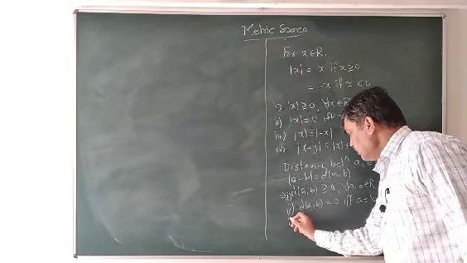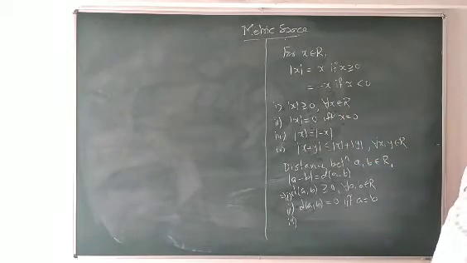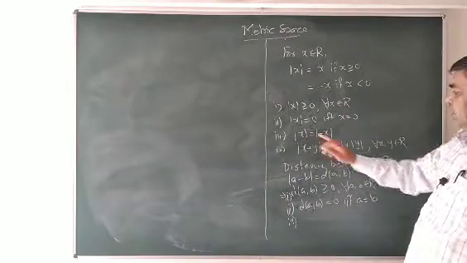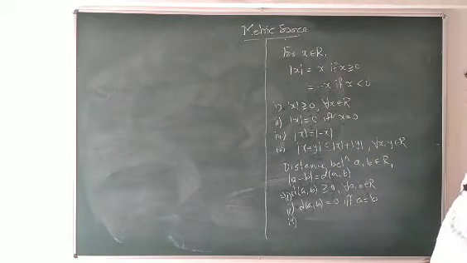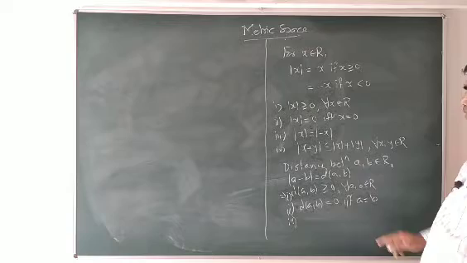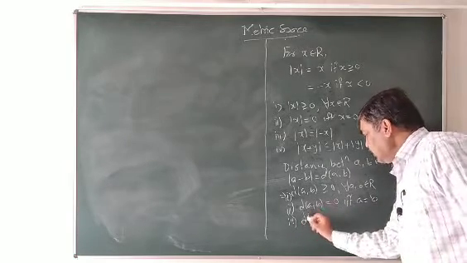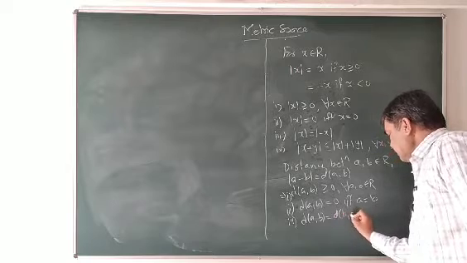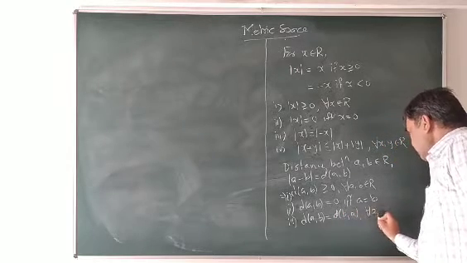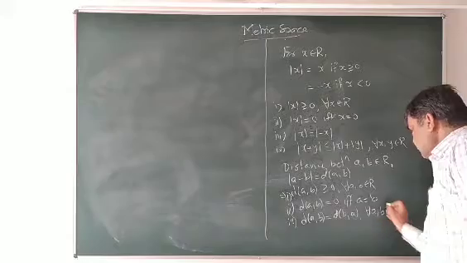Third, d of AB, which is nothing but mod of A minus B, which is equal to mod of minus B minus A, but it is same as mod of B minus A. That implies d of AB must be equal to d of BA for any A, B belongs to R.